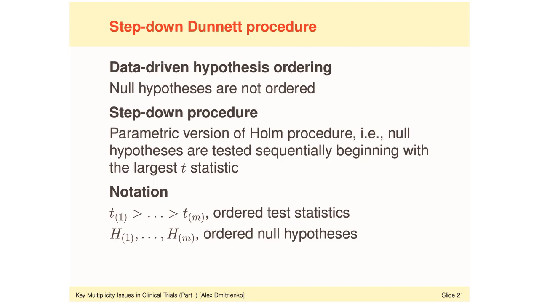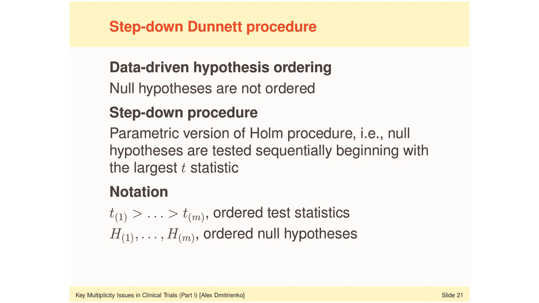For example, if we assume that the null hypothesis is of no effect in a clinical trial with, for example, several dose placebo comparisons, we assume that those hypotheses are not ordered. We deal with the case of a data-driven hypothesis ordering or data-driven testing sequence, and it is quite easy to construct a parametric step-down procedure, which looks very much like the Holm procedure. It is essentially just a step-down Dunnett procedure, and it's a parametric version of the Holm in the sense that it tests the null hypothesis using a step-down testing algorithm, sequentially beginning with the smallest p-value or equivalently with the largest t-statistic.